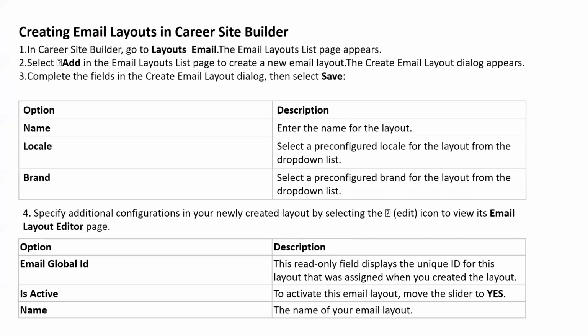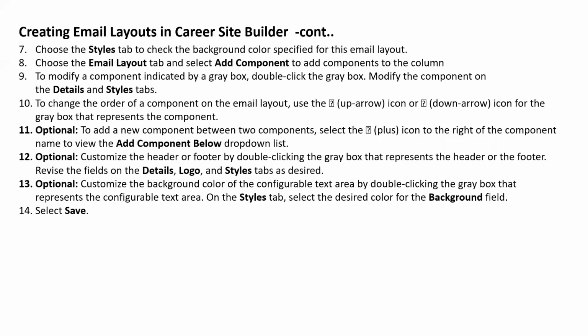So moving on to the email layout in the career site builder, which we talked about, like how this global ID is going to look. We have this option of name, locale, and the brand information. We also have the option to either activate or deactivate a particular email that you have customized or created. That gives you the flexibility to enable or disable it.